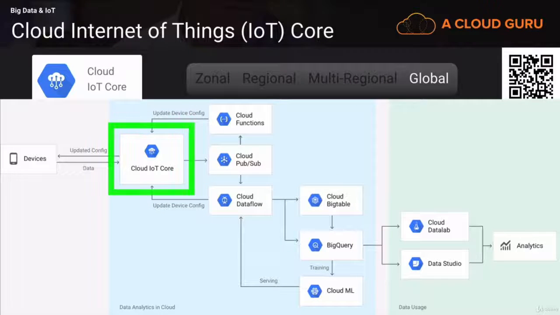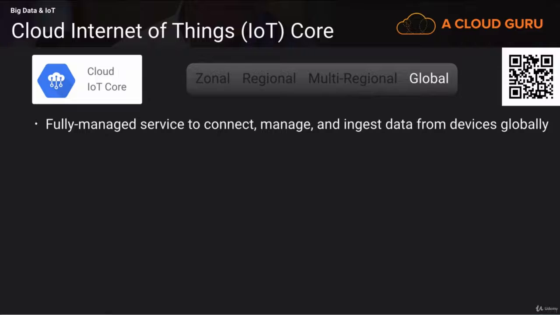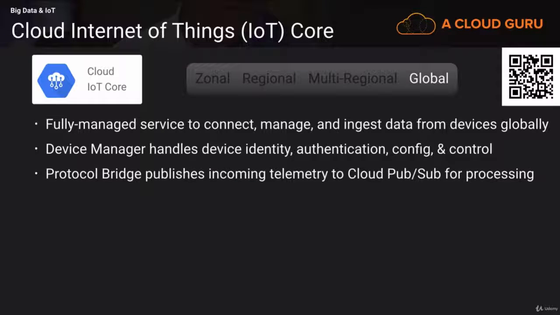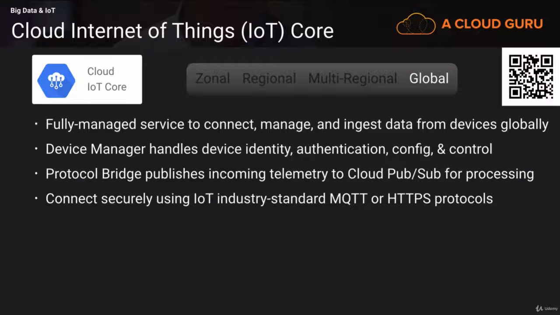So here's the Cloud IoT Core service, and it handles all the communication with the devices specifically, giving them new configuration and accepting all of their telemetry data. You can also see how this connects through to Cloud PubSub to send data along, and updated device configuration can be sent in from other systems too. Now the Device Manager part of Cloud IoT Core handles the device identity, authentication, configuration, and control, and the Protocol Bridge piece publishes the incoming telemetry data to Cloud PubSub for processing. This service can handle connecting to devices using the industry standard protocols MQTT or HTTPS.